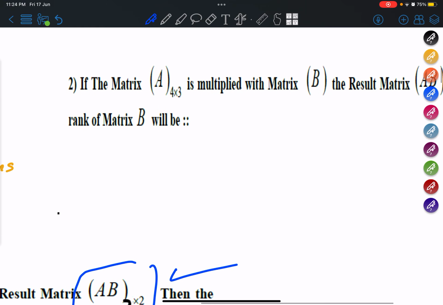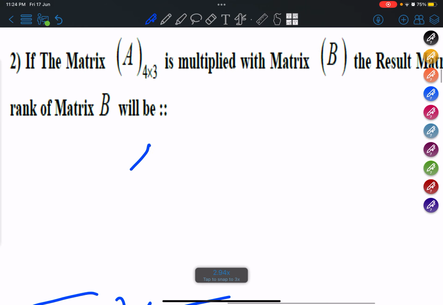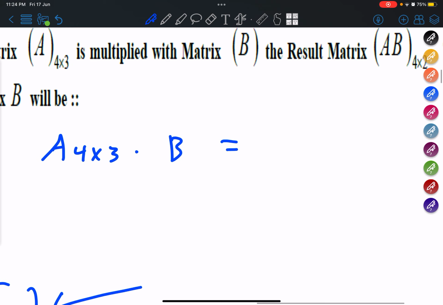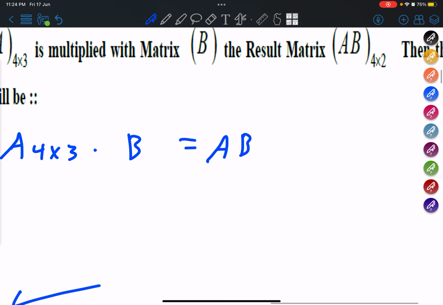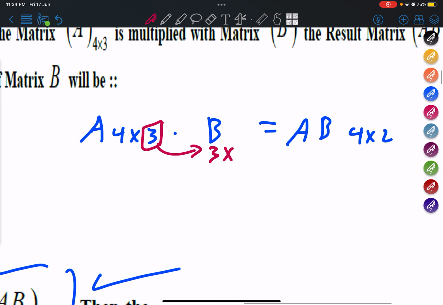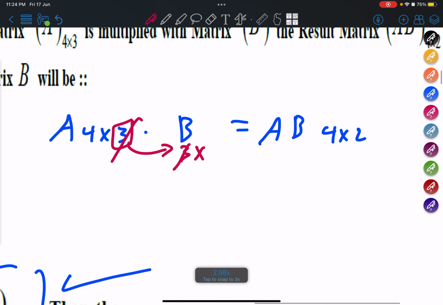We'll do the second question, same exact thing. So order of matrix A is 4 cross 3. Order of B is unknown, which will equal the new matrix C, which is AB, 4 cross 2. So we said this number here, the closer one to the B, should equal the same thing. So 3 cross, and then this and this we cancel out.